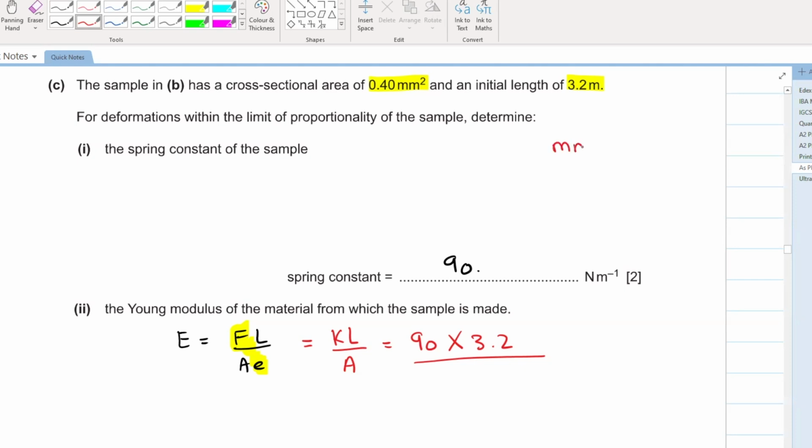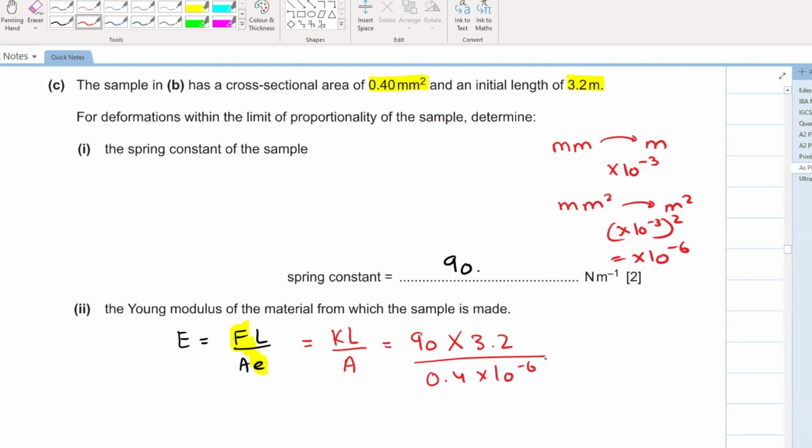If you want to convert millimeters into meters, now this is also a regularly discussed thing, you multiply it by 10 raised to the power of minus 3. If you want to convert millimeter square into meter square, what will you do? You will multiply it by 10 raised to the power of minus 3 square. That is equal to 10 raised to the power of minus 6. This comes out to be 0.4 into 10 raised to the power of minus 6. What will your answer be?